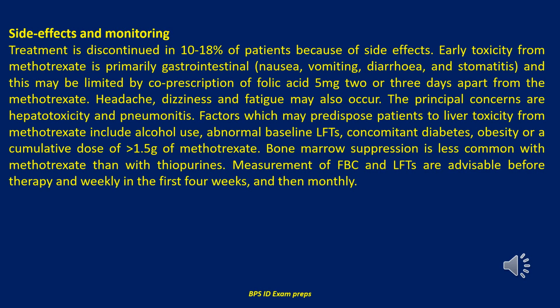The principal concerns are hepatotoxicity and pneumonitis. Factors which may predispose patients to liver toxicity from methotrexate include alcohol use, abnormal baseline LFTs, concomitant diabetes, obesity, or a cumulative dose of above 1.5 grams of methotrexate. Bone marrow suppression is less common with methotrexate than with thiopurines. Measurement of FBC and LFTs are advisable before therapy and weekly in the first 4 weeks, and then monthly.